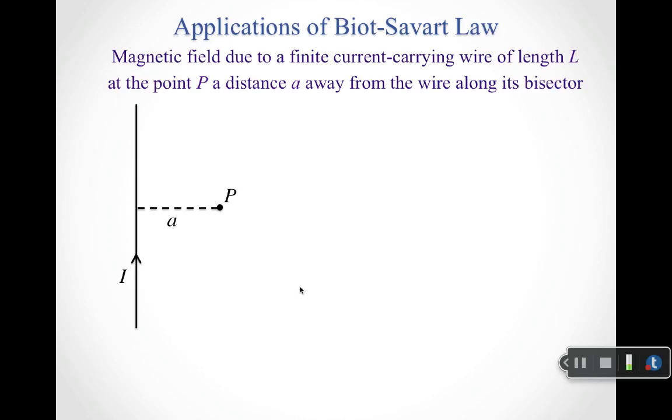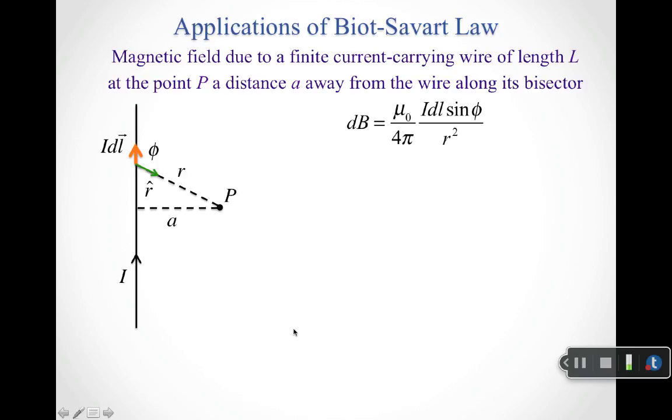Now let's look at a second example. How about a magnetic field due to a finite current carrying wire of length L at a point P, a distance a away from the wire, along its bisector. We'll make our life a little simpler here, and we'll let point P be along the bisector of our current carrying wire, so that half of the length of the wire is over here and half of the length of the wire is over there. Again, just pick some point. I happen to pick this one. There's r, and so there's r hat pointing back towards P, and so here's my angle phi.